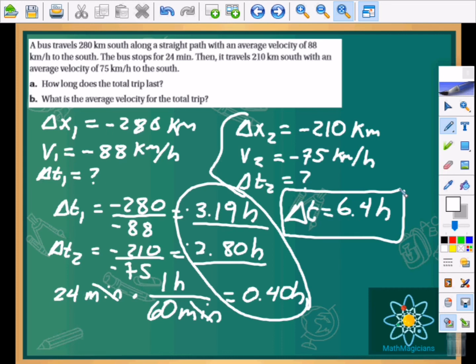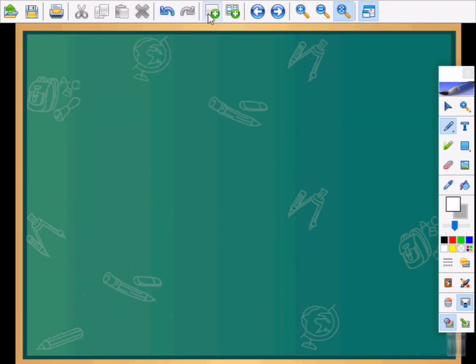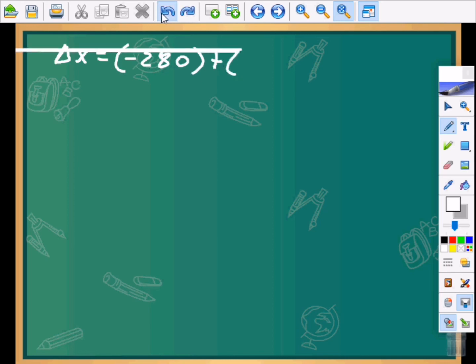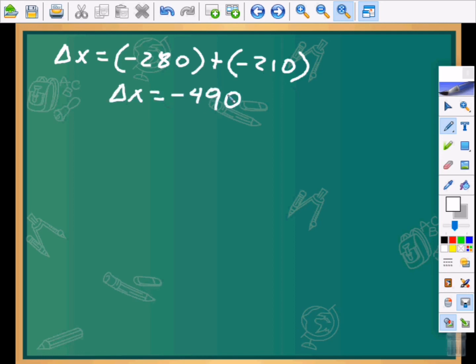We'll continue now with the next one. It says, what is the average velocity for the total trip? For the total trip, we have to make an addition of this information. My total displacement is equal to negative 280 plus negative 210 kilometers. Your total displacement is negative 490 kilometers.